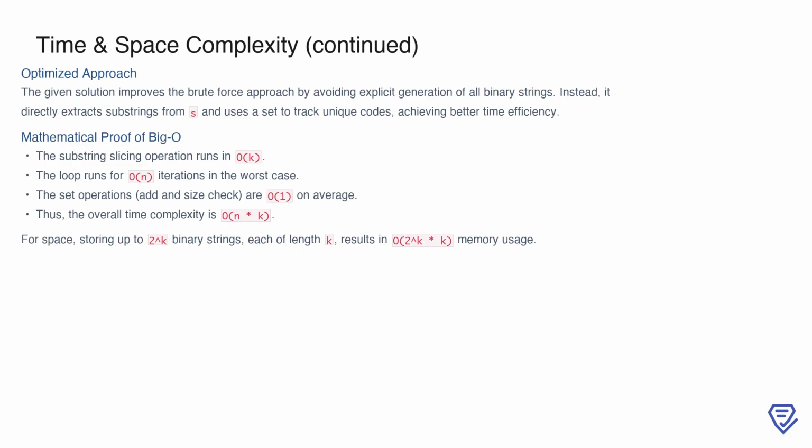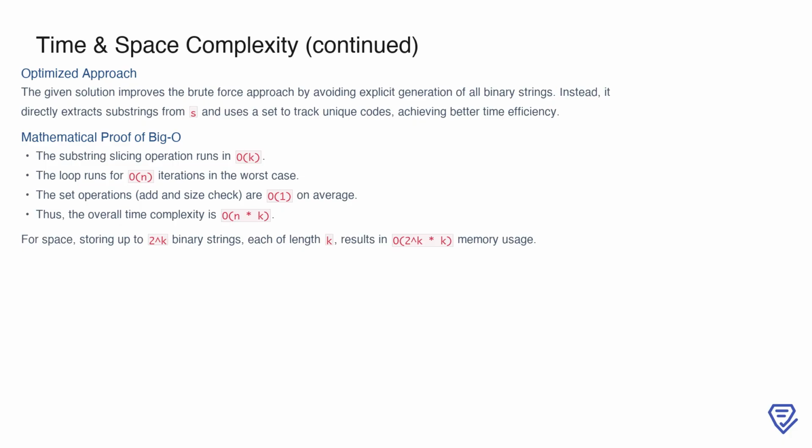Mathematically, the substring slicing operation takes O(k) per iteration, and the loop runs for O(n) iterations in the worst case. Set operations, such as adding an element and checking the size, are O(1) on average. Combining these, the overall time complexity becomes O(n * k). For space, the dominant factor is the storage of up to 2^k binary strings of length k, resulting in O(2^k * k) memory usage.